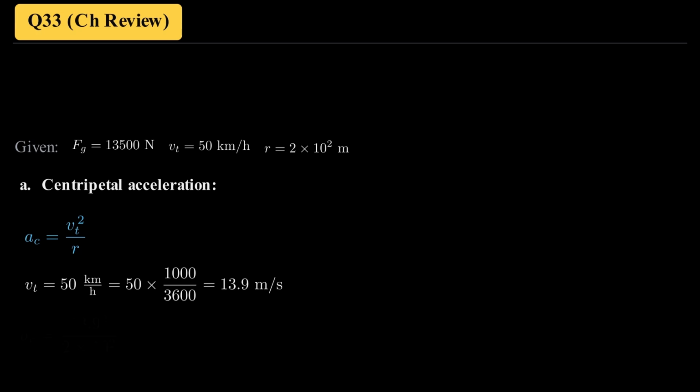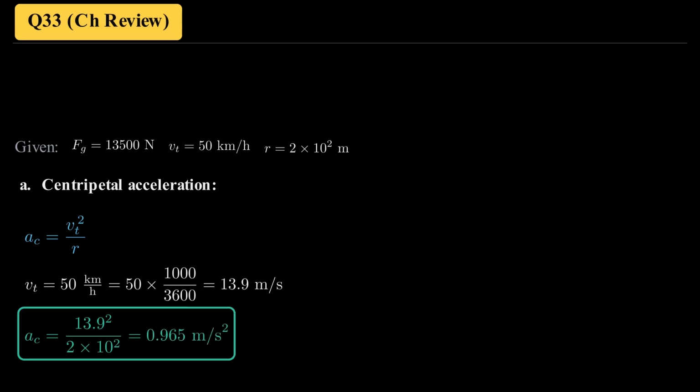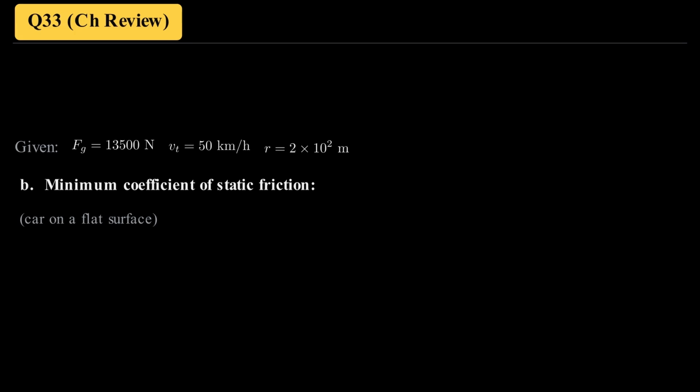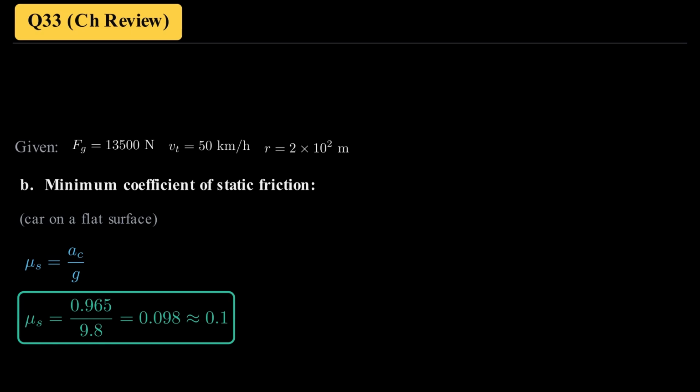Now AC is Vt squared divided by r. Vt is 13.9 squared, and we have r, which is 2 times 10 to the power of 2. Calculated, and you're going to get 0.965 meter per second squared. Part B of the question says the minimum coefficient of static friction between the tires and the road that will allow the car to turn safely. Now, because it's a car moving on a flat surface around a circle, you have to use this equation: μs is equal to AC divided by g. Now we found AC, which is 0.965, and gravity is 9.8. That is going to be 0.098 and approximately 0.1.